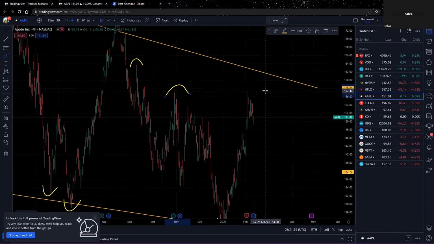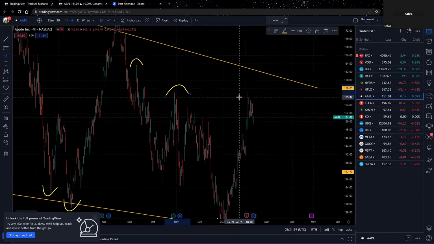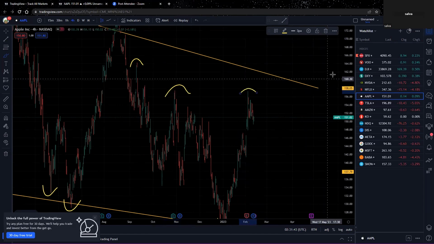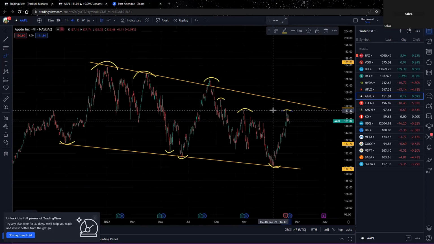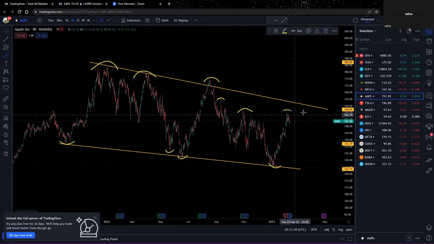Yeah, a little bit. Oh, actually, no. We didn't. That's like a double top. That's tricky. So yeah, we failed to go higher. So it's still a downtrend.